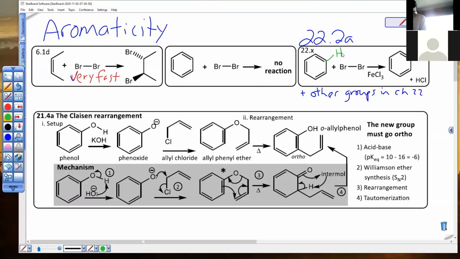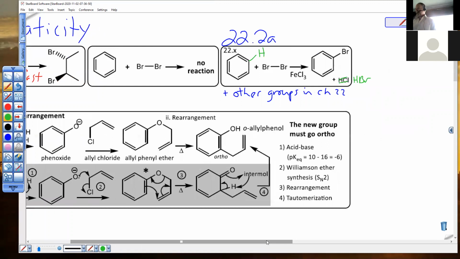And I found a typo. This should be HBr here. It's a side product. I am not going to become overly fixated with that typo. There's going to be other groups in chapter 22. Might as well do a little heads up.